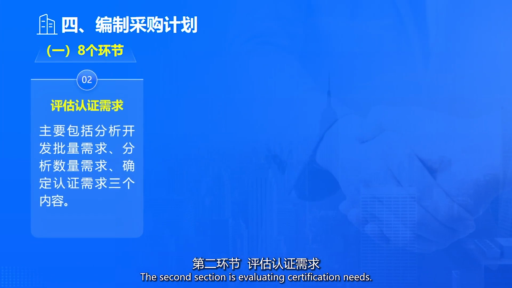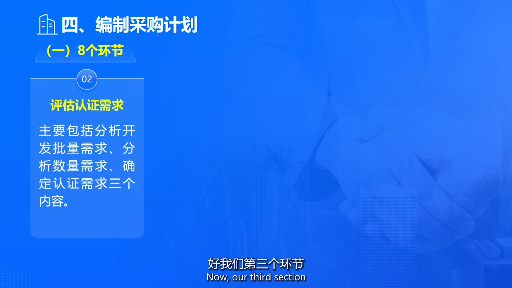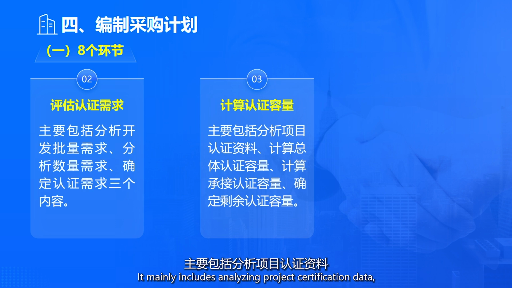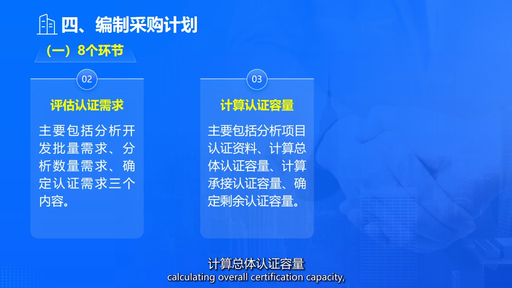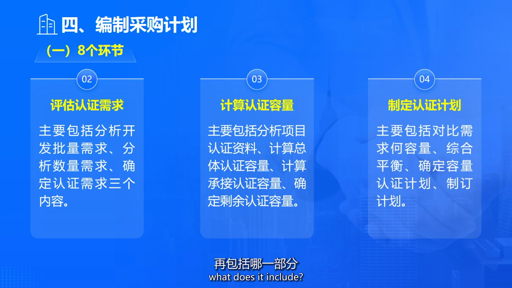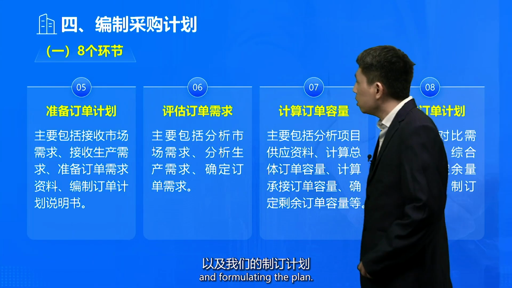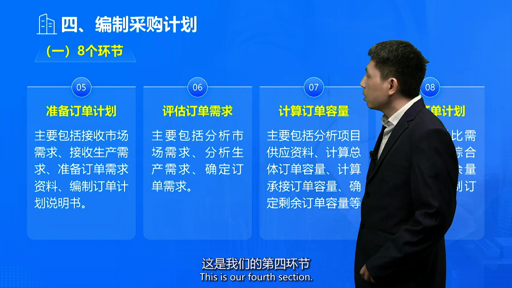The second section is evaluating certification needs. Now, our third section is calculating certification capacity. It mainly includes analyzing project certification data, calculating overall certification capacity, calculating the capacity to undertake certification, and determining the remaining certification capacity. Now, for our fourth section, what does it include? Mainly, it's about developing the certification plan, which encompasses balancing the demand and capacity, determining the capacity certification plan, and formulating the plan. This is our fourth section.